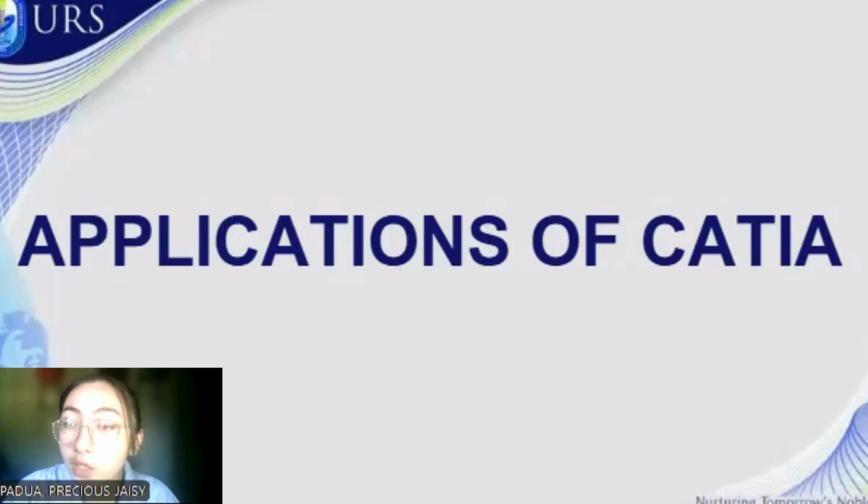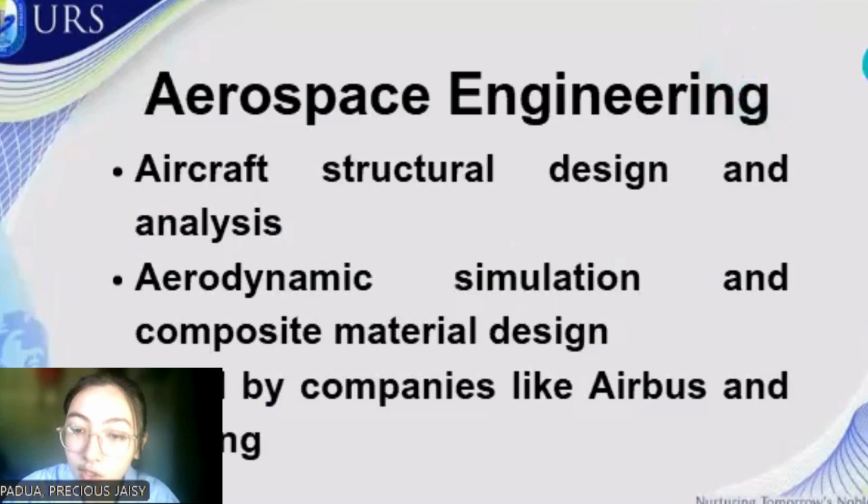CATIA is a widely used computer-aided design software developed by Dassault Systèmes, and in this presentation, I will present to you the different applications of CATIA in different industries. In the first one, we have aerospace engineering. CATIA plays a crucial role in the aerospace sector by enabling aircraft structural design, aerodynamic simulation, and composite material development. Leading aerospace companies like Airbus and Boeing use CATIA to create innovative aircraft designs that ensure high performance and safety.